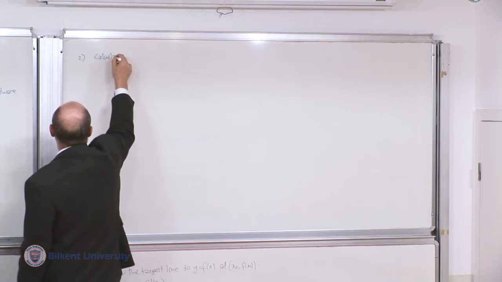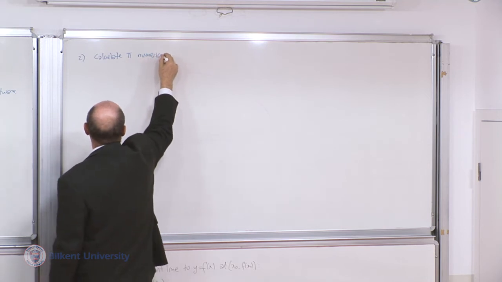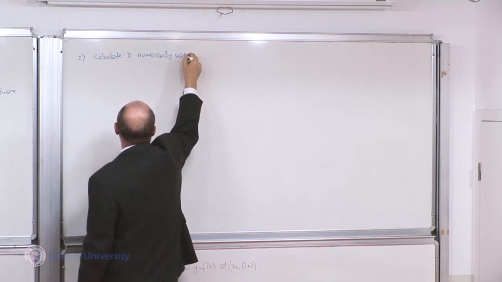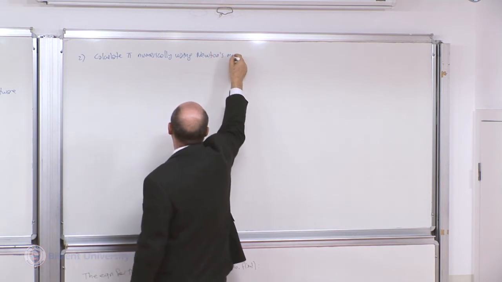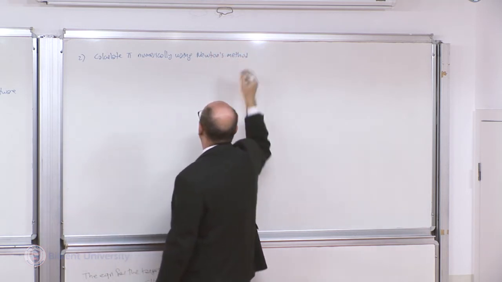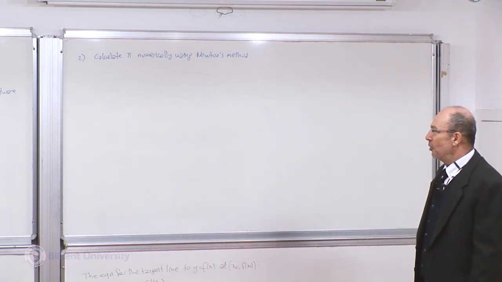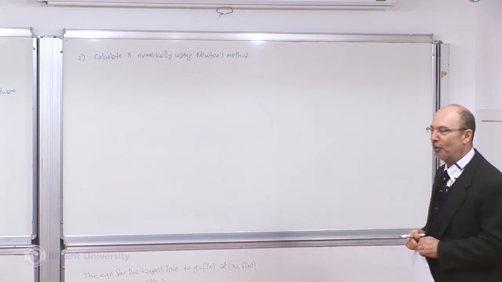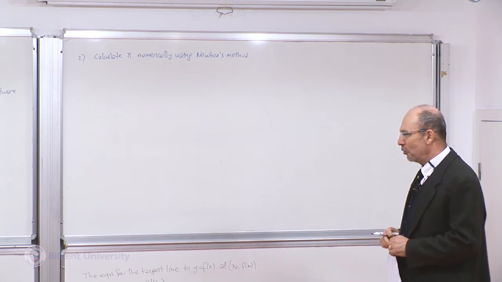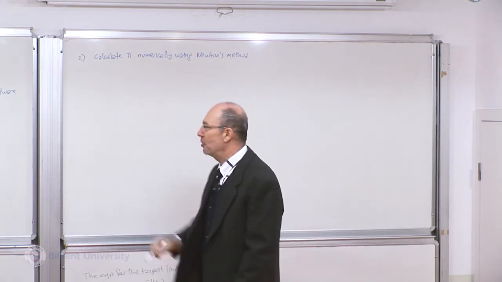Okay, so second, calculate pi numerically using Newton's method. Okay, so every time you find a new method, digits of pi is one of the things that you check your program against. So this is one of the benchmarks. So let us check Newton's method against this. Of course, we'll be humble. We'll only calculate so many digits.